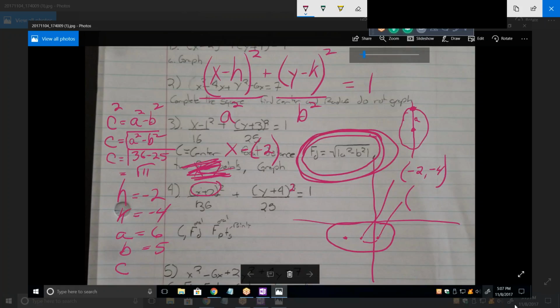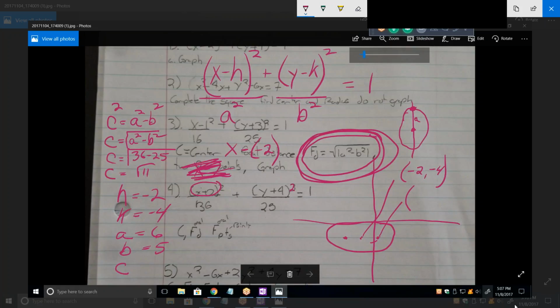What is that distance? It's only along the x-coordinate, right? The y-coordinate's not going to change. The y-coordinate's going to be the same. They're all on a horizontal line. So it's only the x-coordinate that changes. How much to the right of minus 2 are we going to be? Square root of 11. That's what C is.